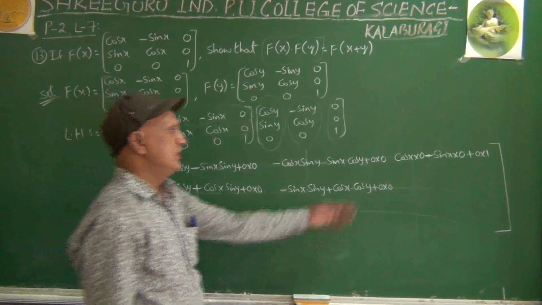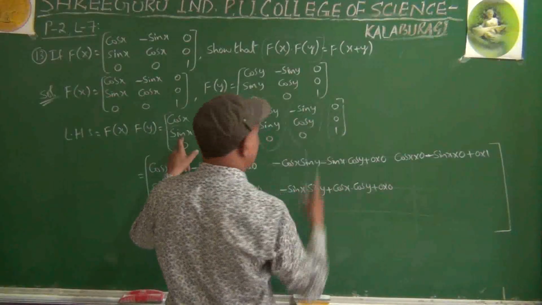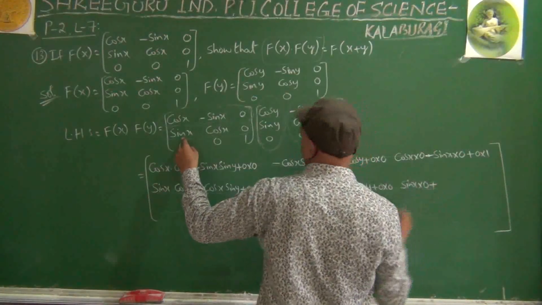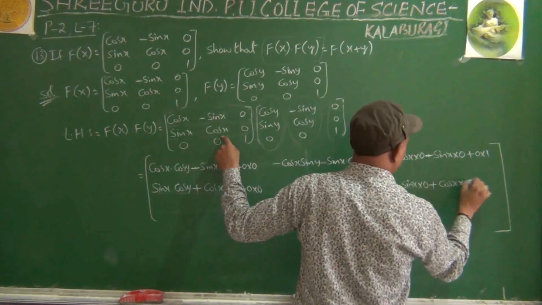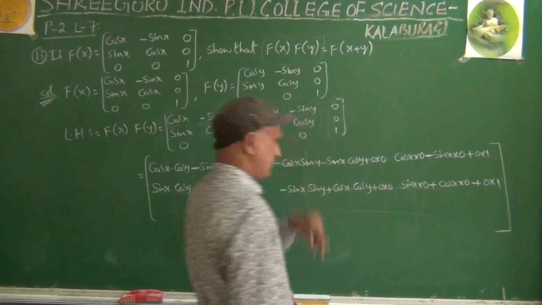Right? Next, second row, third column. Sin x into 0 plus cos x into 0 plus 0 into 1. Okay na?